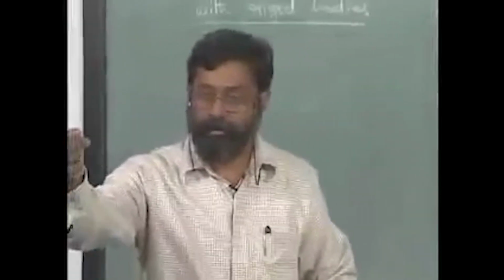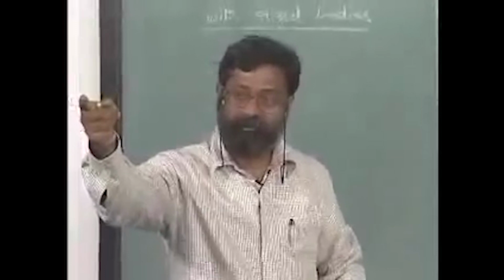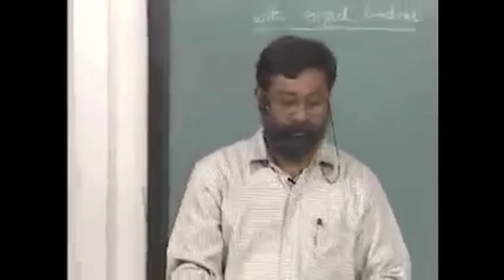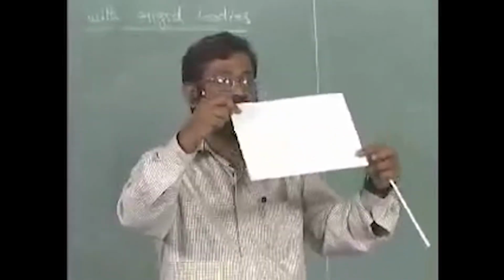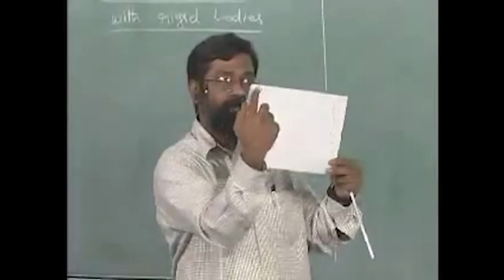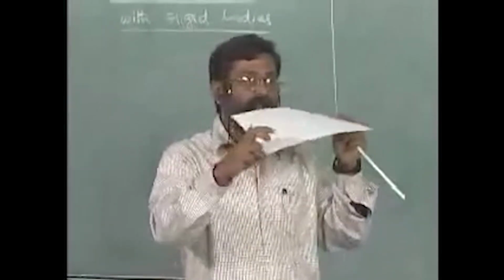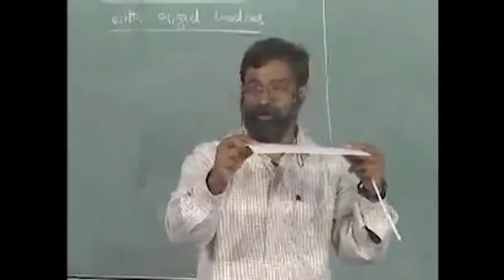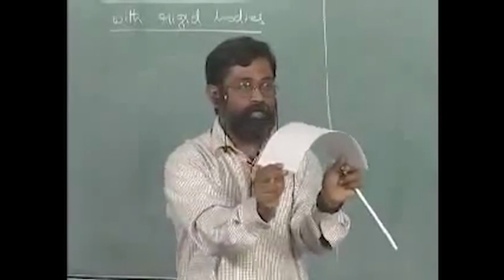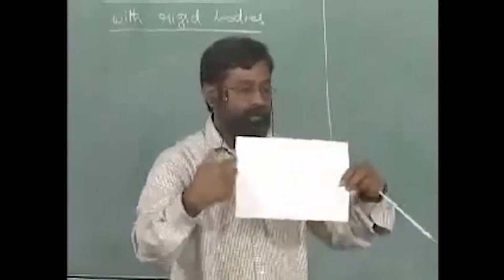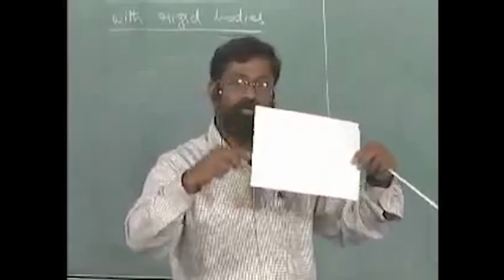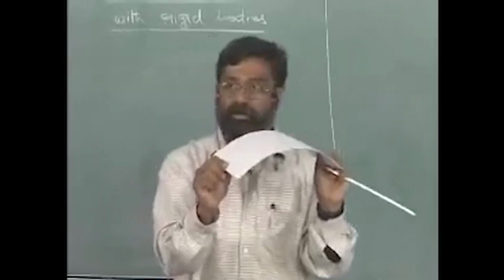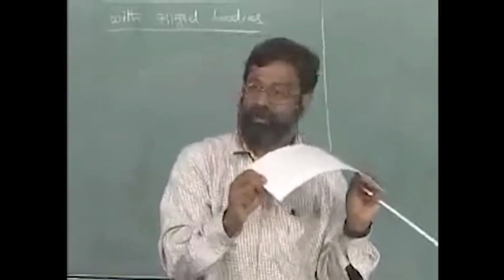This sheet can be called a two dimensional member because it has finite dimensions in this direction and that direction, and the thickness dimension is very small. So we can call this a two dimensional body. Even if it is curved, you notice that there is one dimension in this direction, one dimension in that direction, and the thickness is small compared to it. Such rigid bodies we call two dimensional rigid bodies.